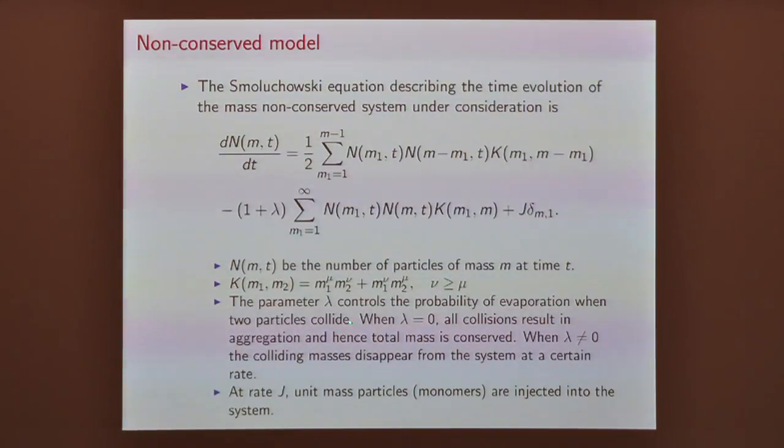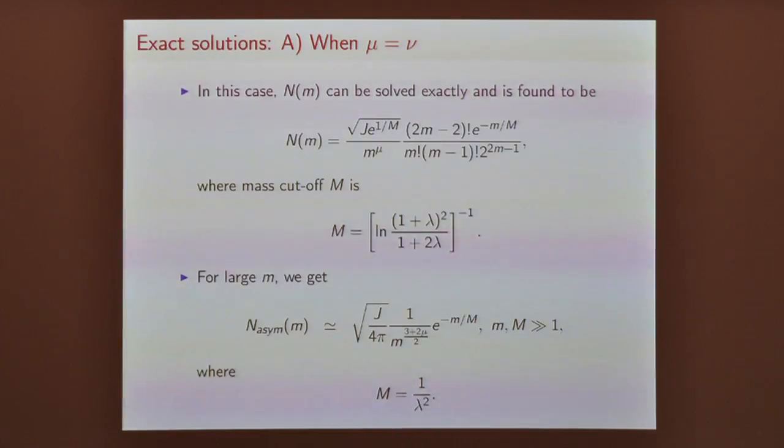For general mu and nu, for this class of kernels, this cannot be solved exactly. We want to find the steady state mass distribution. So this part we will take to 0. Okay, so let me now tell about the exact solutions.